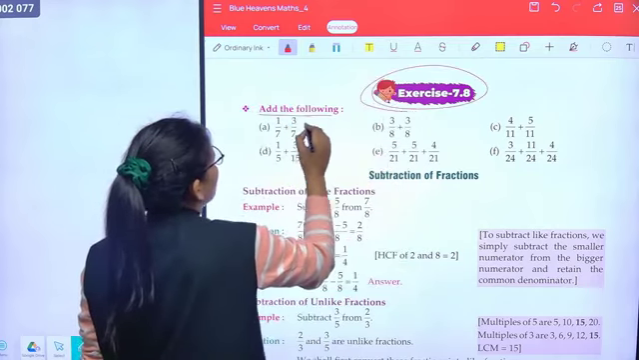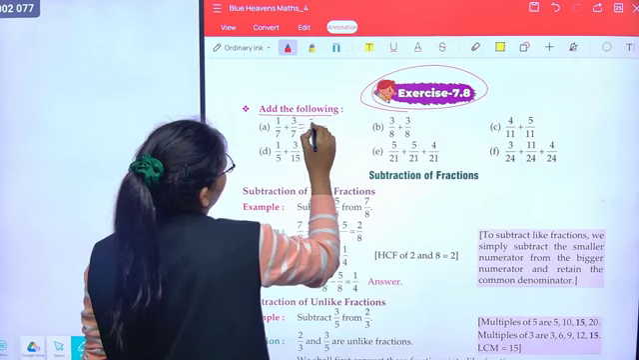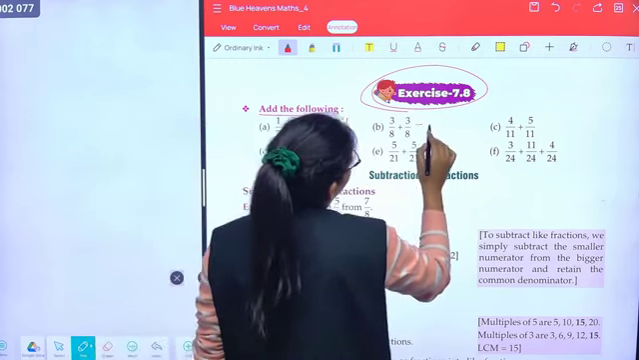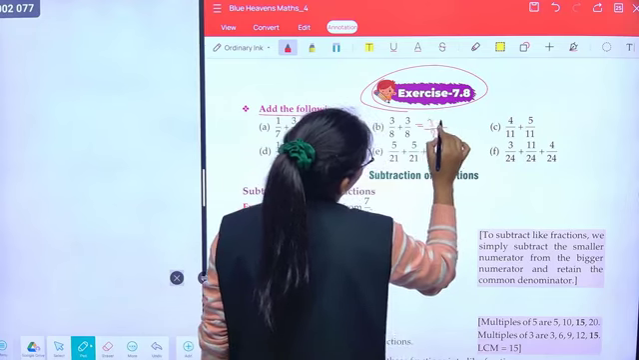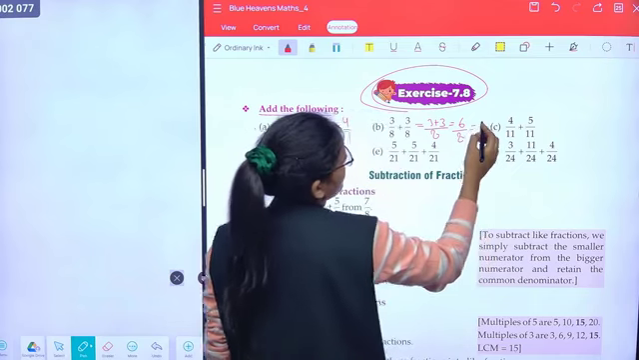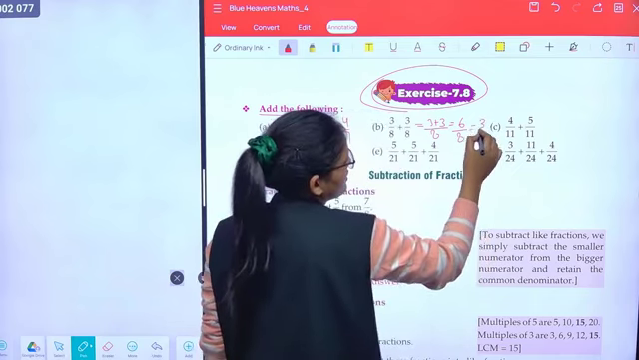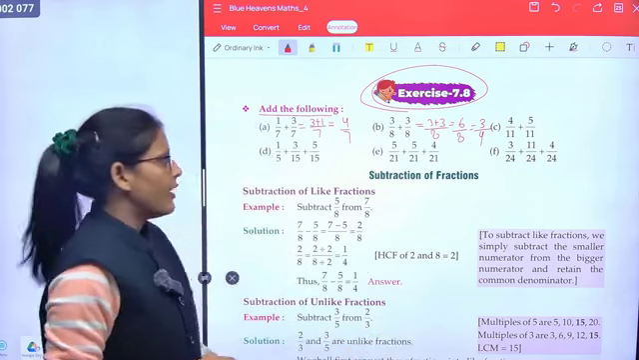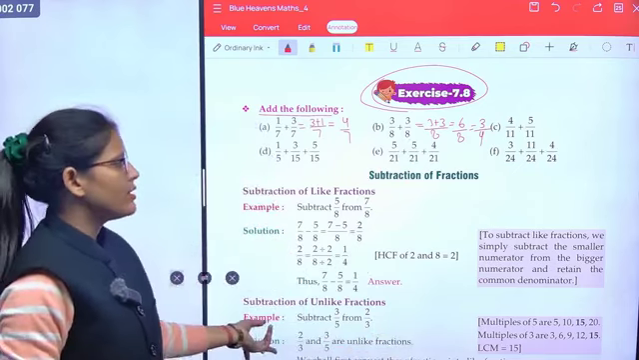Yes class. Now add the following. See 3 plus 1 equal to 4/7. Again base 8, 3 plus 3, 6 plus 8. Now 6 by 8 को हम क्या ले सकते हैं? 2 3s are 6, 2 4s are 8. It is the lowest form of that fraction. Now rest of the parts do yourself class.